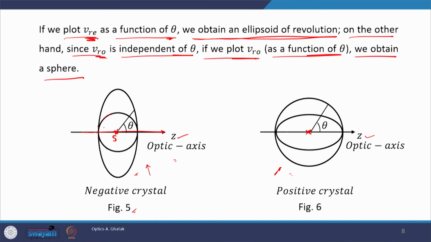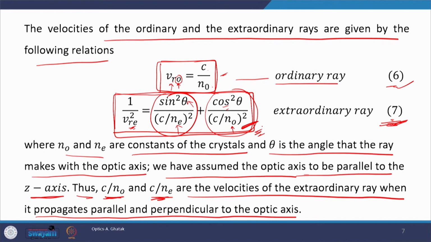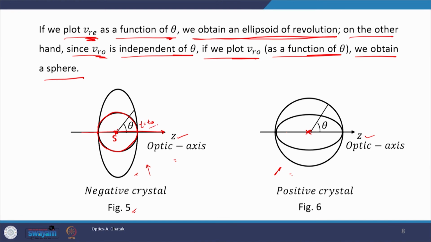Therefore, if you take a picture snapshot of the rays emanating from the point source S at a time t = t0, then what you would see is that the ordinary ray will make a sphere, while the extraordinary ray, whose velocity is governed by equation number 7, which is of course an equation of an ellipse, will form an ellipsoid. Therefore, at time t = t0, at the time when we took this snapshot, the extraordinary ray would have formed an ellipse. How does it form an ellipse?